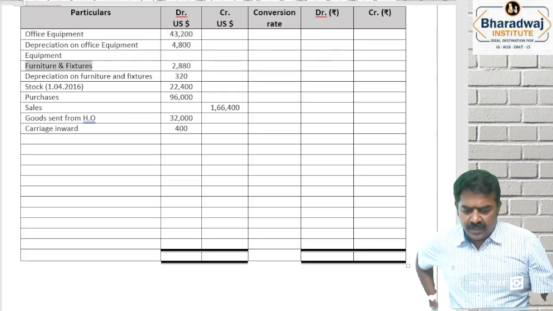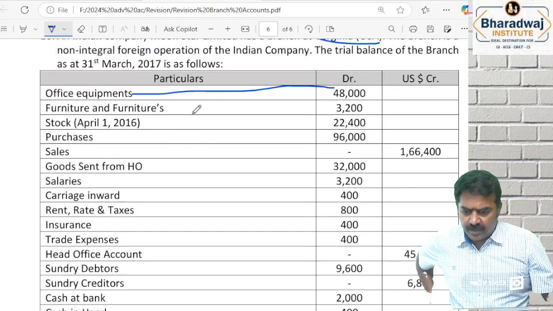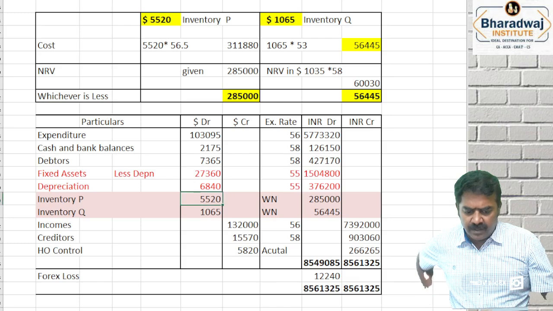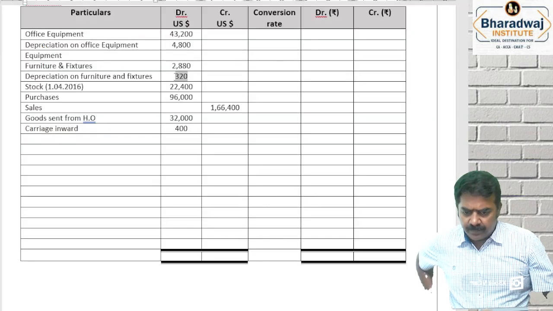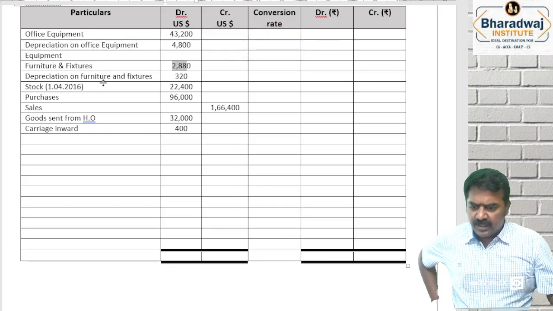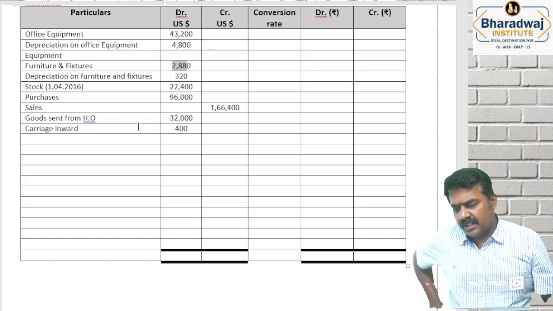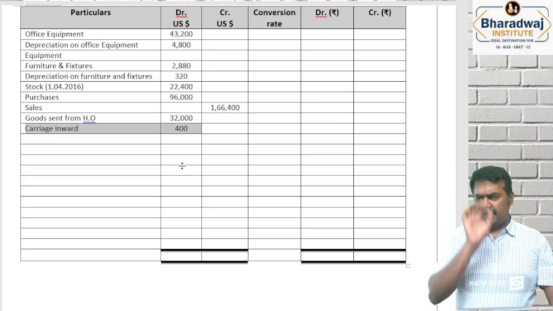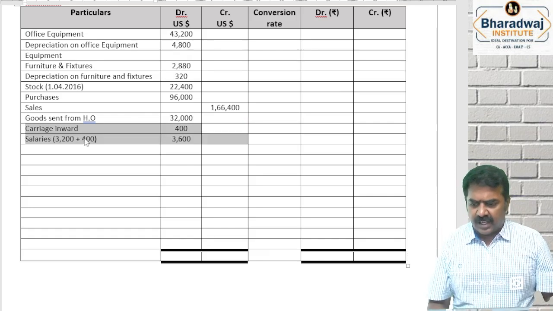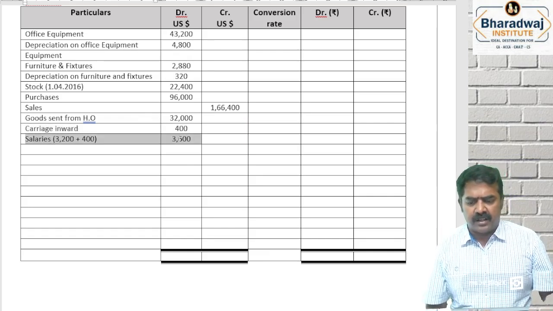Furniture, how much is given? 3,200. Other 10% depreciation will be 320. Balance 2,880. Opening stock given, purchases given, sales given, goods for head office given, carriage inward is given. Be careful. Salary plus outstanding salary, you can take it.